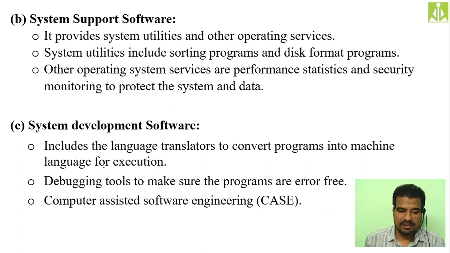And the third type of system software is system development software. The language translators to convert the program from one language to another, like your compilers and interpreters, all those things come under system development software. And debugging tools to make the program error free, or to make the software error free, all those things also come under the system development software.